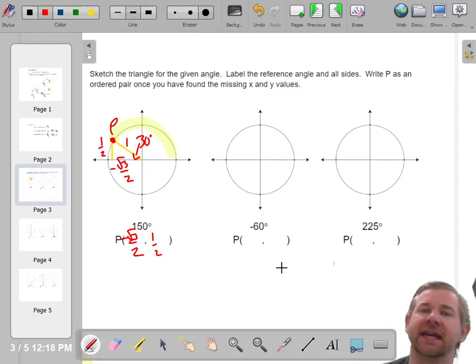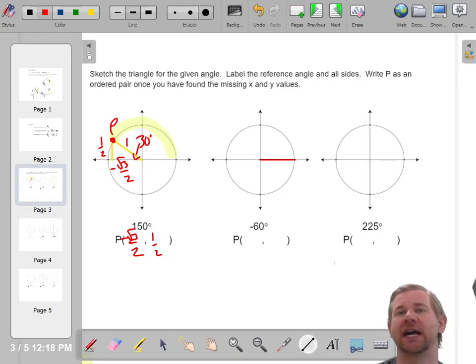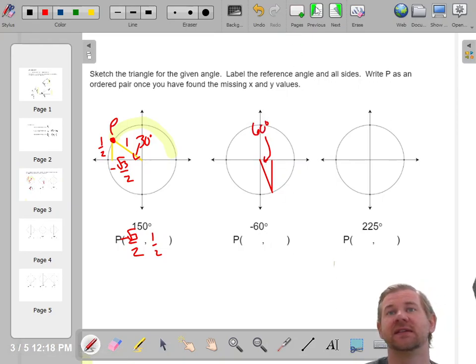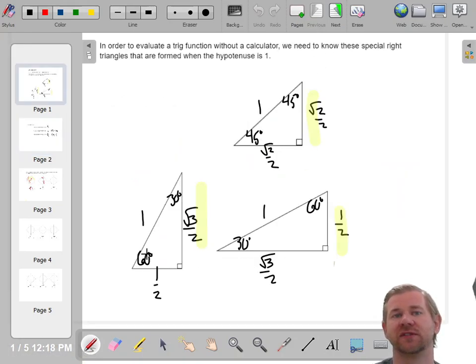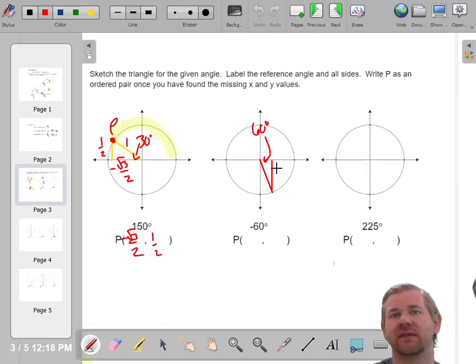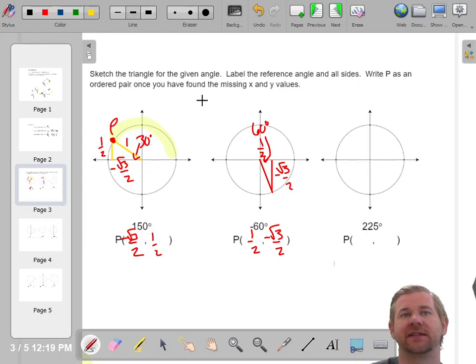Same idea, this one says negative 60, so negative means you rotate clockwise 60 degrees, not quite 90, just 60. And what you hopefully realize is when you draw your altitude to the x-axis, this reference angle is 60 degrees. So this is that special right triangle. Across from 60 is radical 3 over 2, so that's the long leg, and then the other leg must be 1/2. In the fourth quadrant, y is negative, so 1/2, negative radical 3 over 2. That describes this ordered pair right there, based on those two special right triangles.